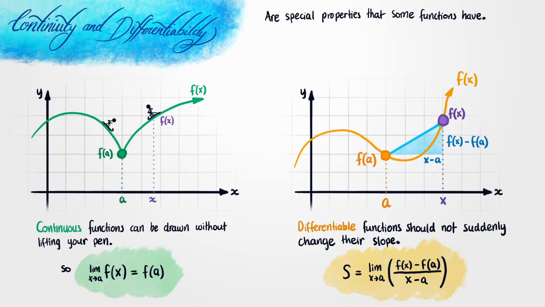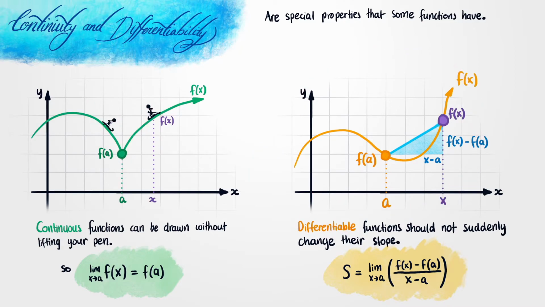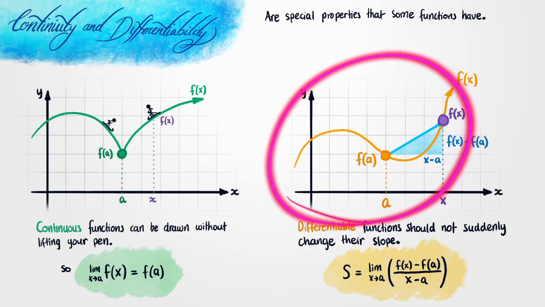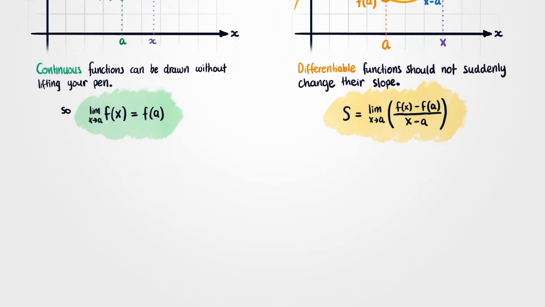Now from these definitions, I hope it's clear that a function can be continuous without being differentiable. But now we ask the opposite question. Is it possible for something to be differentiable but not continuous? Let me show you on a new page. To directly answer the question, no, it's not possible. A differentiable function is always continuous.